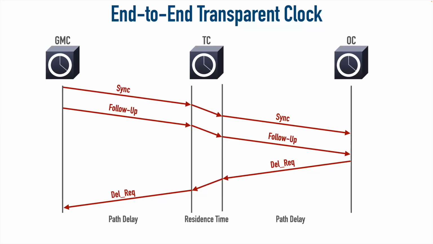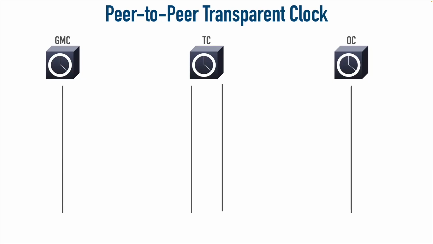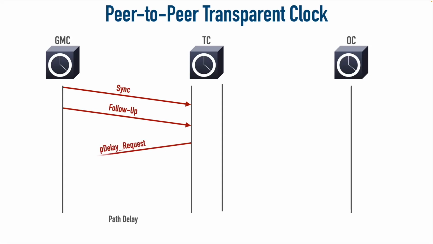That is as opposed to a peer-to-peer transparent clock. Here, the Grandmaster clock is going to send out the sync message to the transparent clock, and instead of forwarding that sync message, the transparent clock, after it receives the sync and the follow-up messages, it's going to respond with a P-delay request. It's wanting to determine the delay across that one path between the Grandmaster clock and the transparent clock. And it's going to calculate the residence time. How long does it take to go from the ingress port on the transparent clock to the egress port?